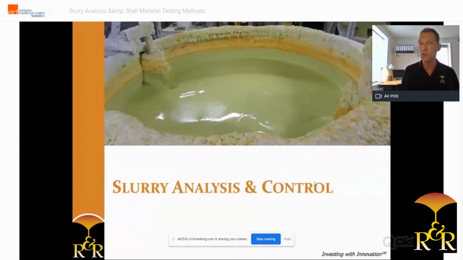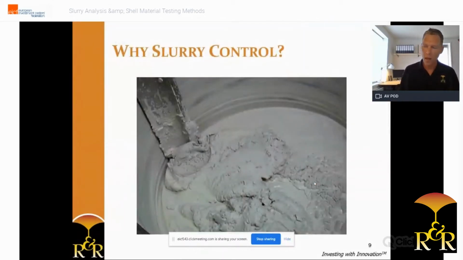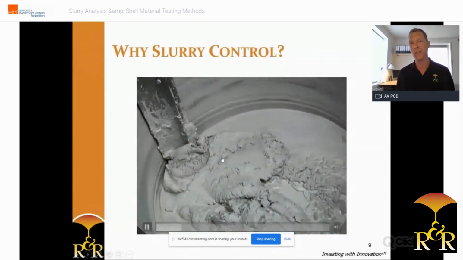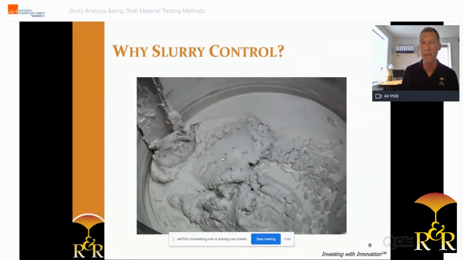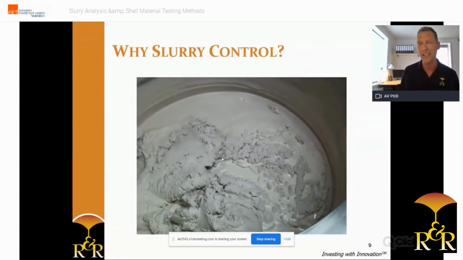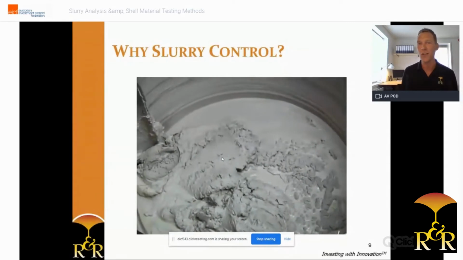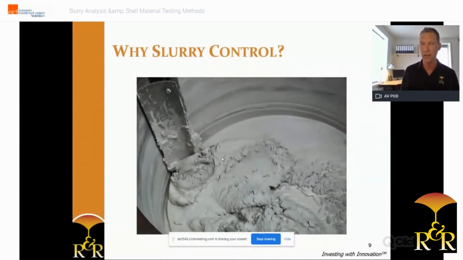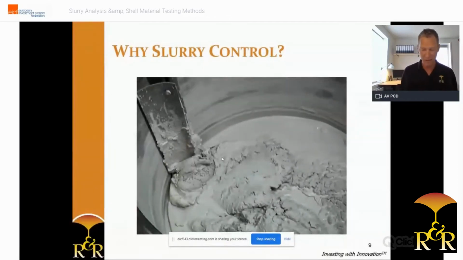So let's start to talk about slurry analysis as the controls. Why should I perform slurry control? Well, this is maybe quite an extreme example, but it surely gives you an idea what can happen to a slurry when it is not prepared well, or when it's not controlled well. Obviously something went quite seriously wrong here.